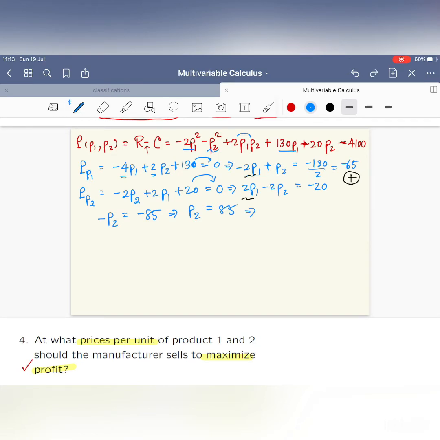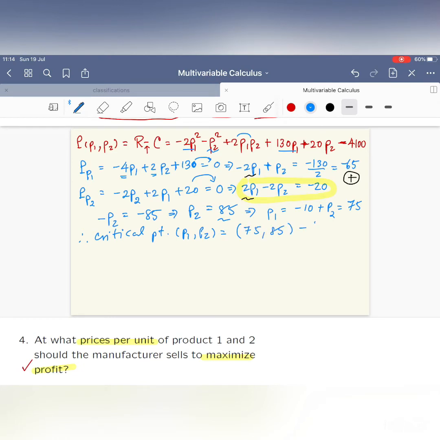Take the first equation. Okay, you can simply take this one for your P1, or I mean maybe it's better to take your second equation. Actually your second equation saying that P1 minus P2 equals to negative 10, right? So it means that your P1 is negative 10 plus P2, and your P2 is 85, so your P1 is simply 75. Okay, so it means that your critical point is P1 and P2 equals to 75 and 85.